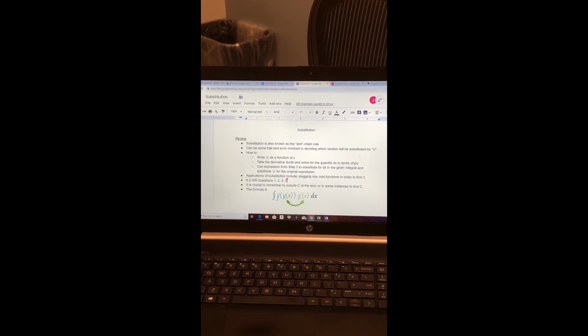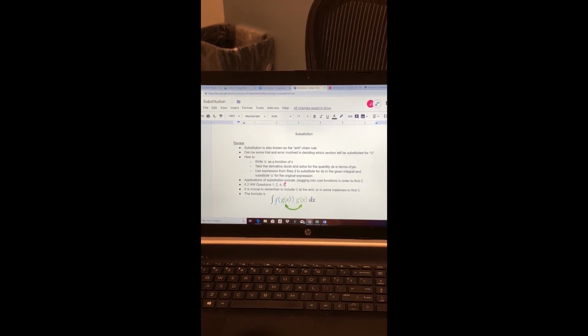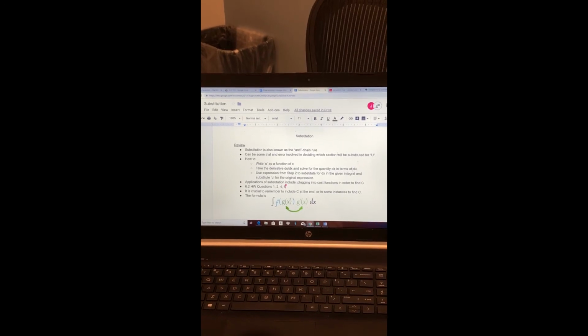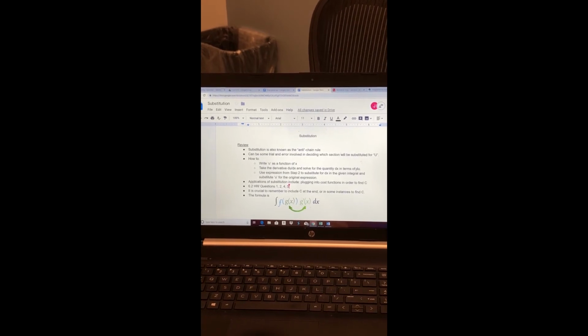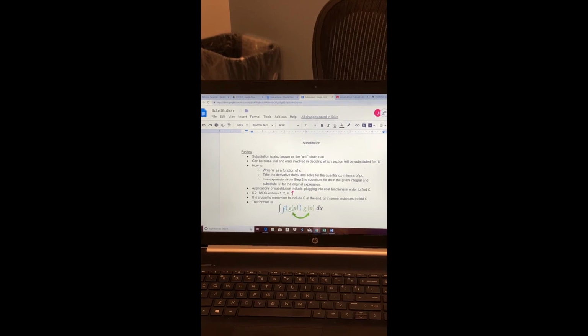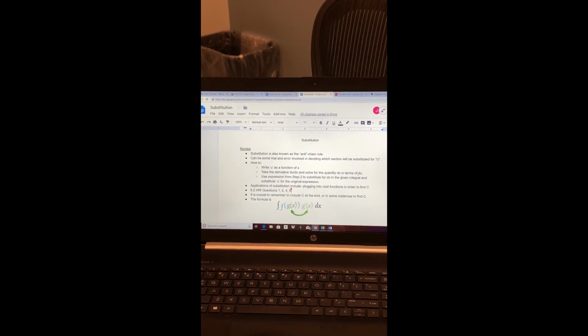A couple of applications of substitution include plugging into cost functions in order to find our C value, which is that constant. It's very important to remember to include C at the end, or in some instances, like finding that cost function to find C, because in a business example you need to know what your costs are. It can definitely make a big impact.